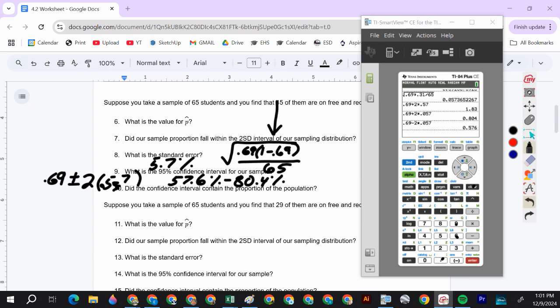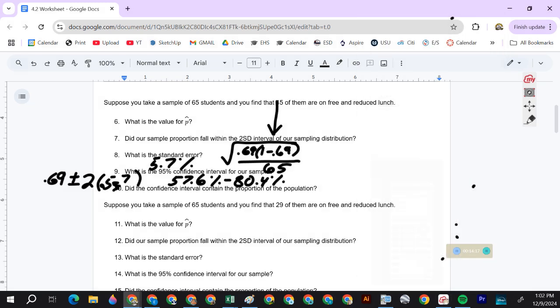So number 10, did the confidence interval contain the proportion of the population? What was the population proportion? 49. 69 was our sample, 49 was the parameter. So did we capture the parameter? No. What does that mean? Is the parameter wrong? No. It just means we got a sample that was weird. Maybe it wasn't random, or maybe it was random and it just happened to be that we were that far off.